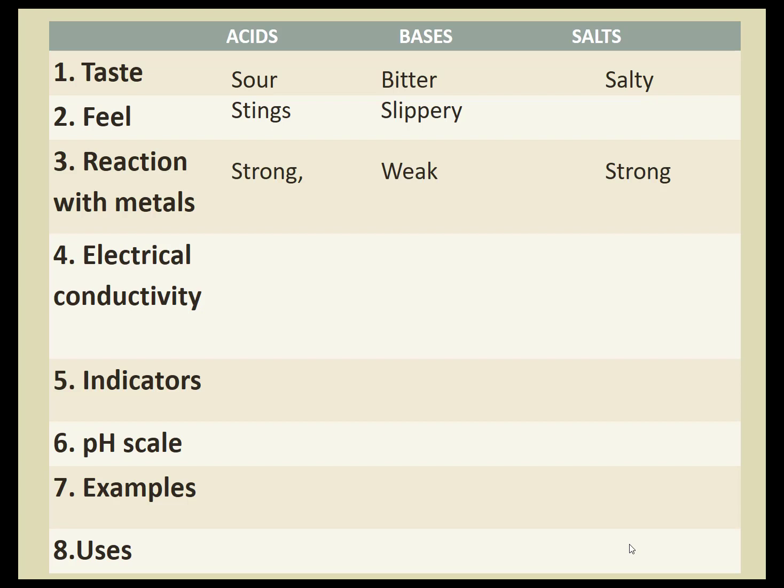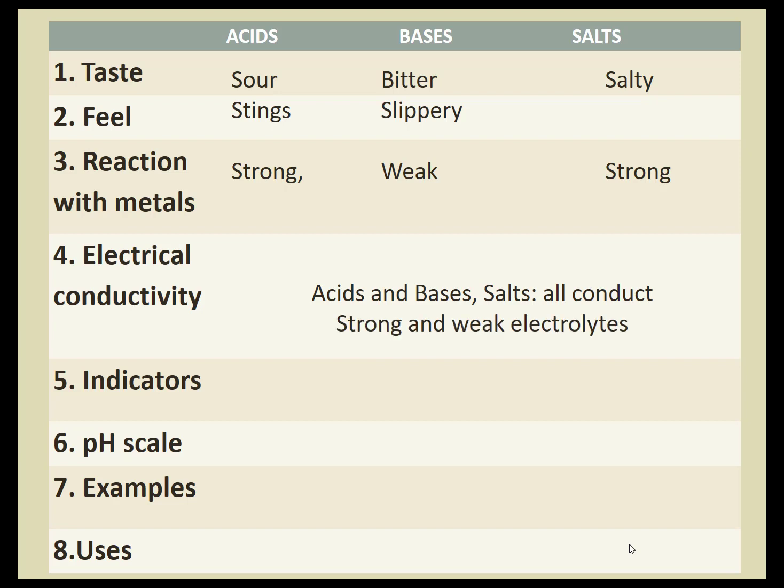Acids, bases, and salts all react with metals. Generally it is a very strong reaction with most acids, a weaker reaction with bases, and a pretty strong reaction with salts. For electrical conductivity, they all conduct, and that is because they produce ions in water, and if there are ions in an aqueous solution, then they can carry a current. We will talk later about strong acids and strong bases and weak acids and weak bases. Electrical conductivity is associated with that. If you have a strong acid or base, then it is a strong electrolyte. If it is weak, then it is a weak electrolyte. And salts are always considered strong.